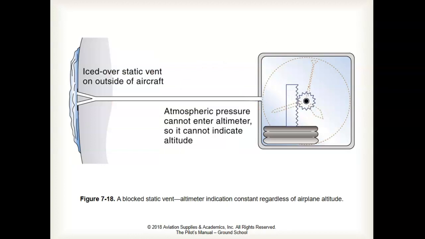If your static port is ever blocked, for example with ice, the pressure inside of the static port will not change. It'll stay constant. So your altimeter will show a constant altitude, even if you're climbing or descending.